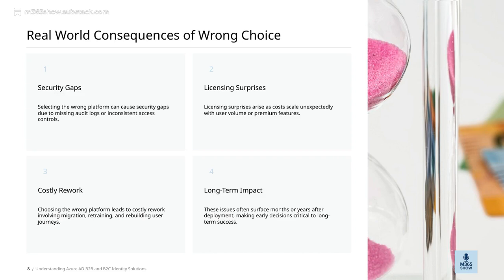And then there are security risks. Picking the wrong platform might leave gaps, like missing audit logs or inconsistent access controls, that could jeopardize your organization's security. All these points highlight why making an informed, strategic choice upfront is essential. It's about avoiding these long-term pitfalls and ensuring a secure, cost-effective, and scalable identity solution.